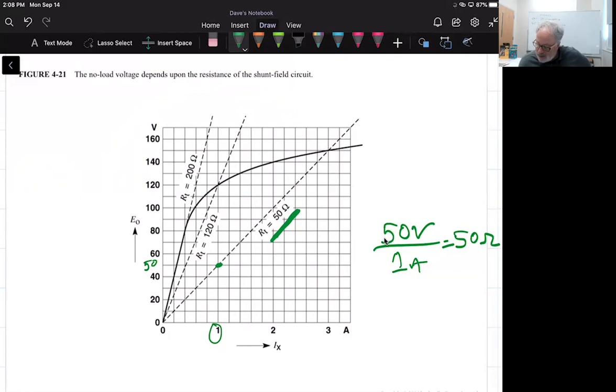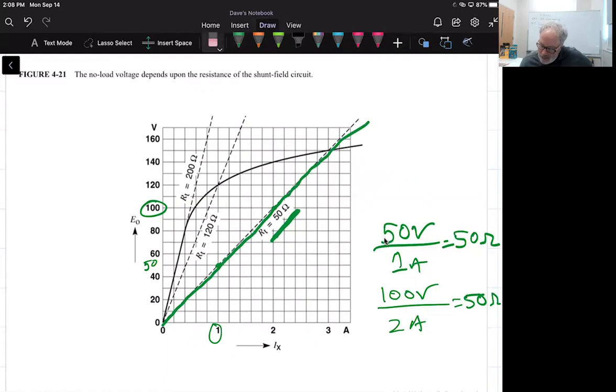If I went to 100 volts and 2 amps, follow it up to the curve, it hits at 100 volts, right? And that's because this resistance is 50 ohms, all these different combinations. Not to oversimplify that, but that's where this straight line comes from.